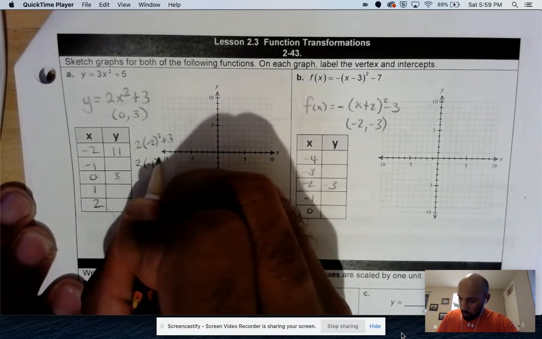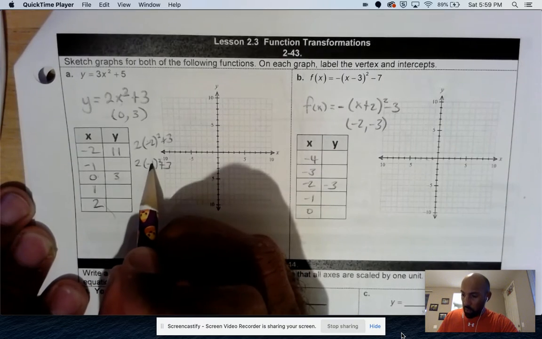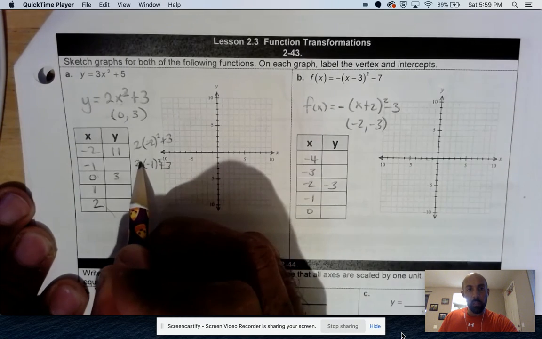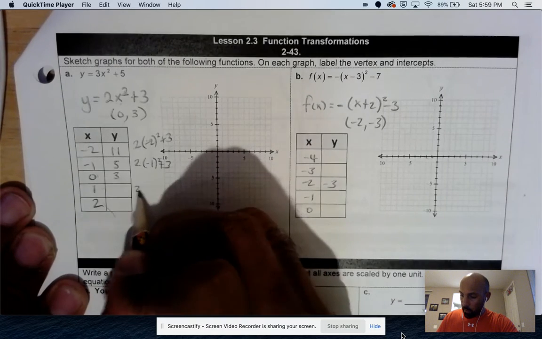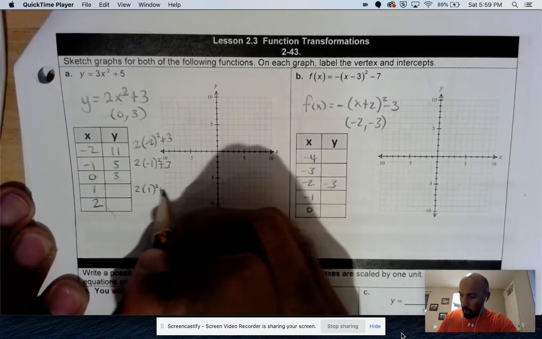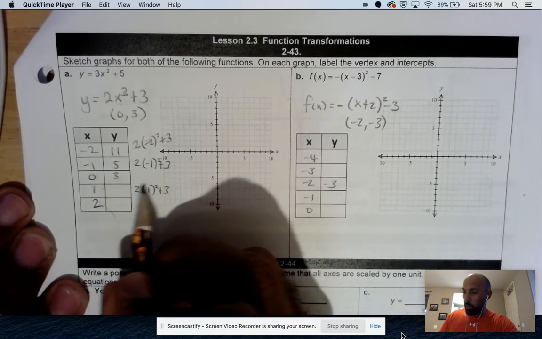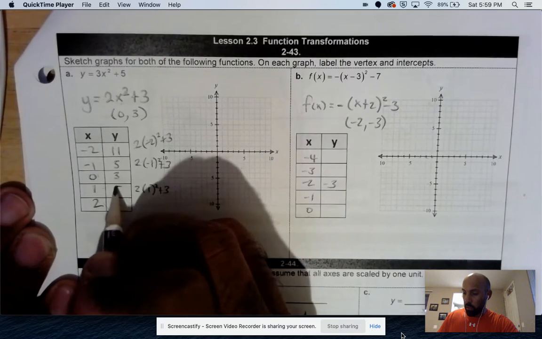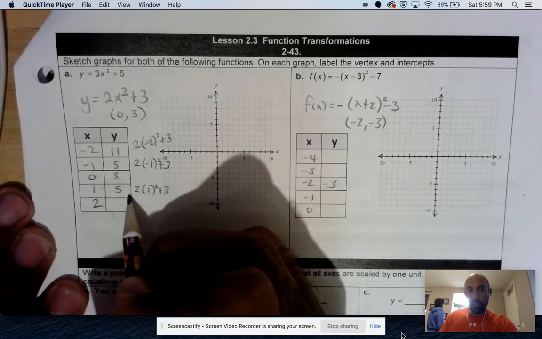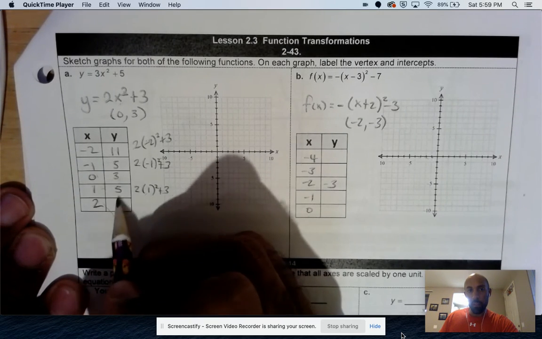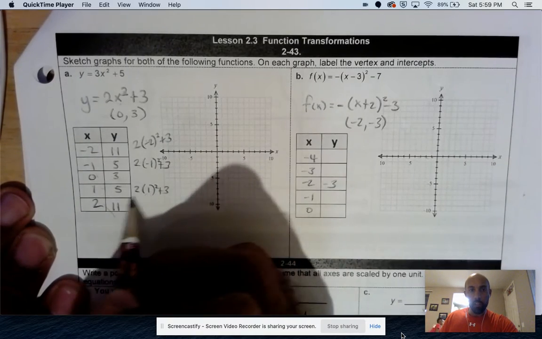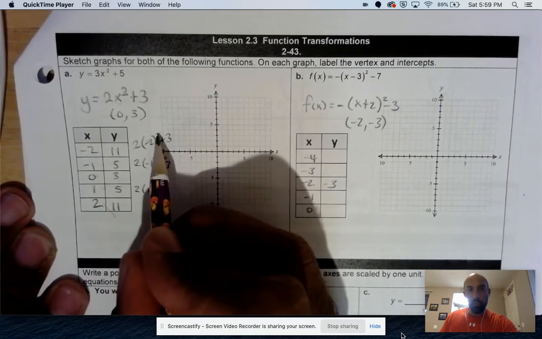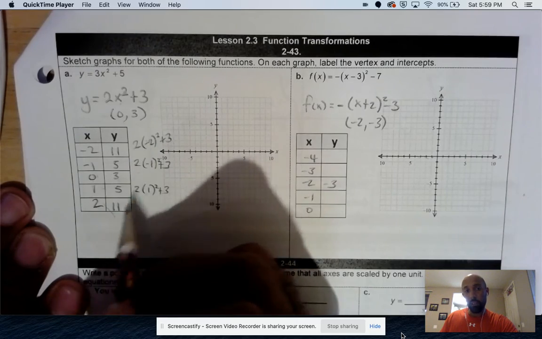And the same thing here. Just plug in -1. So -1 squared is 1. Times 2 is 2. Plus 3 is 5. Okay, so here, 2 times 1 squared plus 3. 1 squared is 1. Times 2 is 2. Plus 3, that's also 5. Notice how we just got 5 again, right? So what that's going to mean is that this point will end up being 11. Because when I plug in 2, it'll basically be 2 squared, 4 times 2 is 8, plus 3, 11.